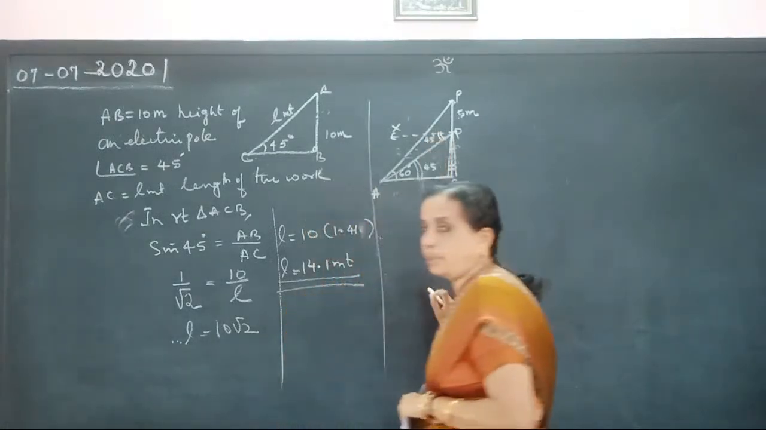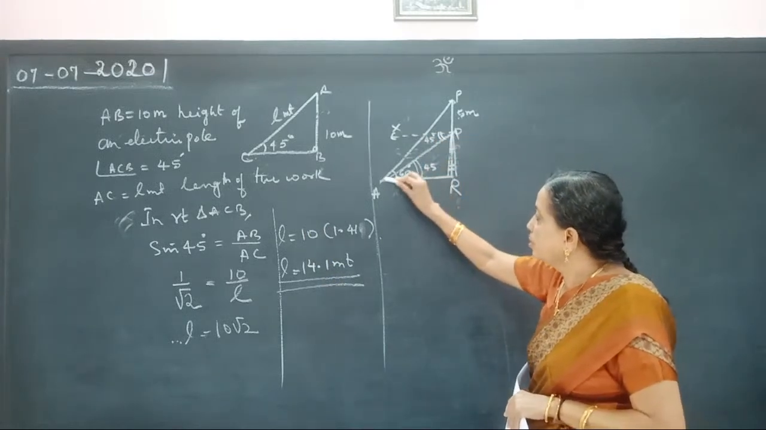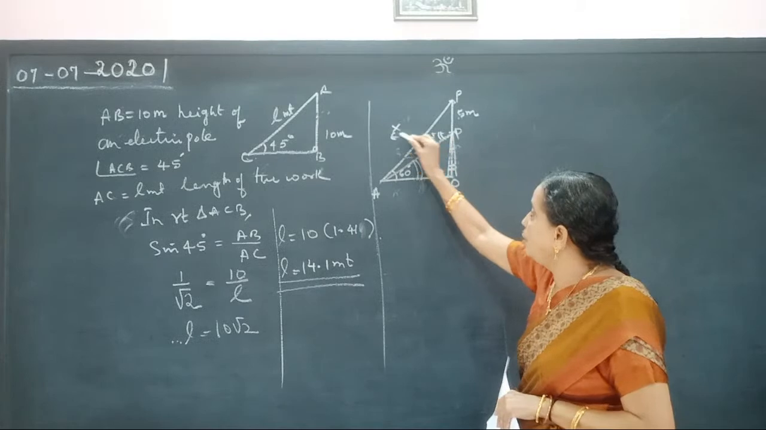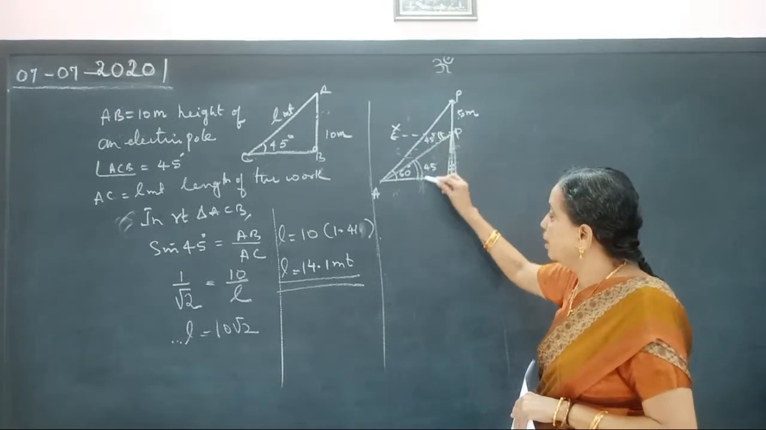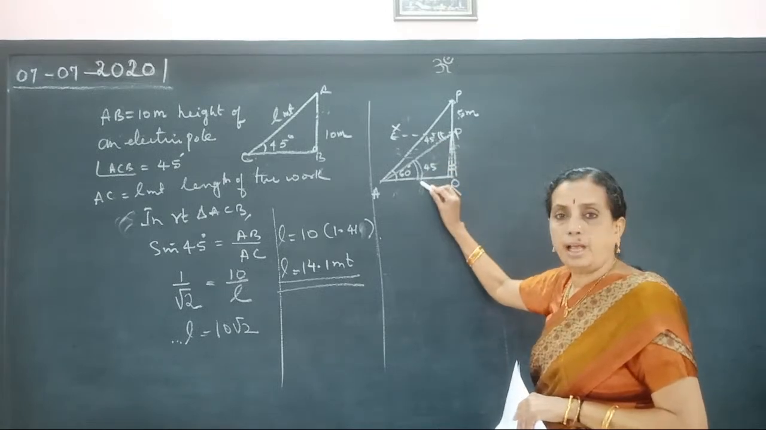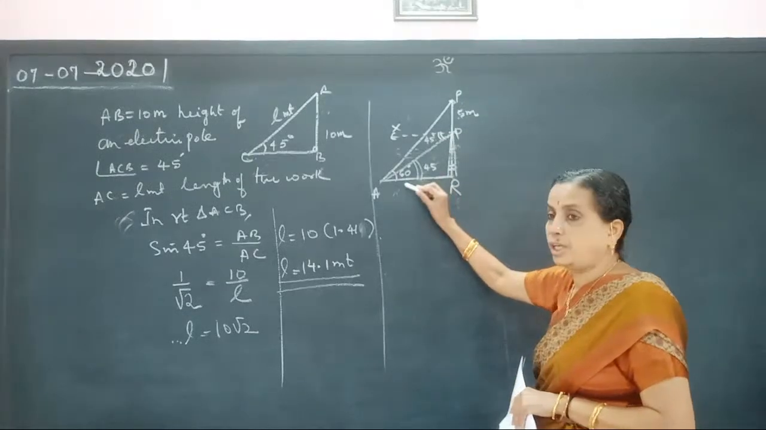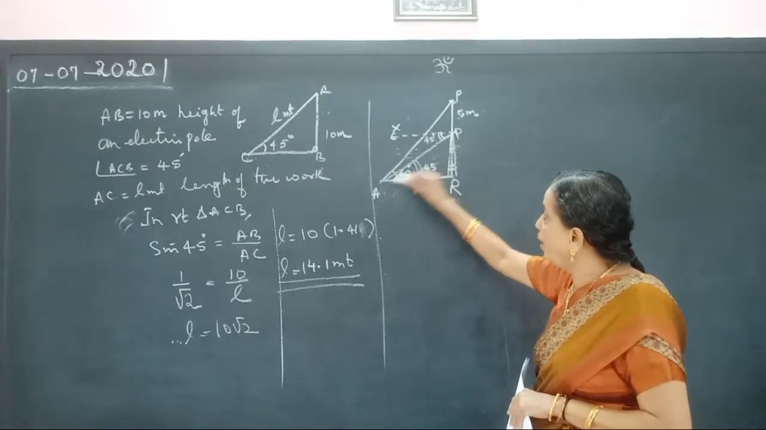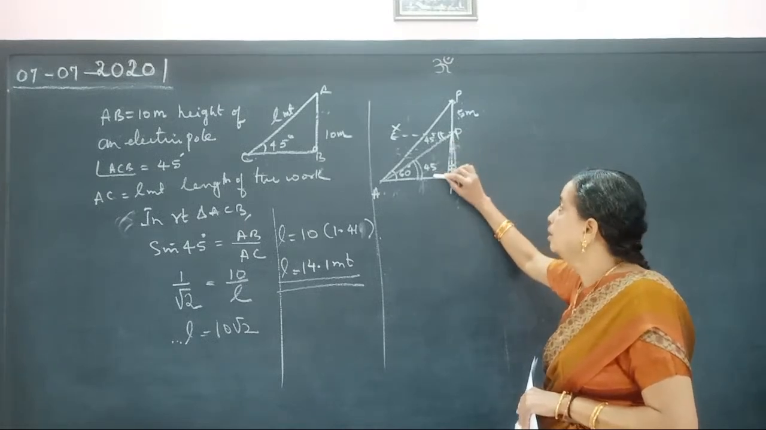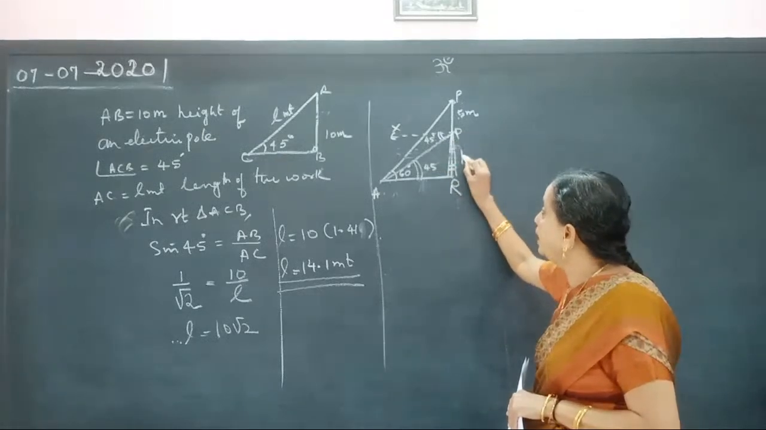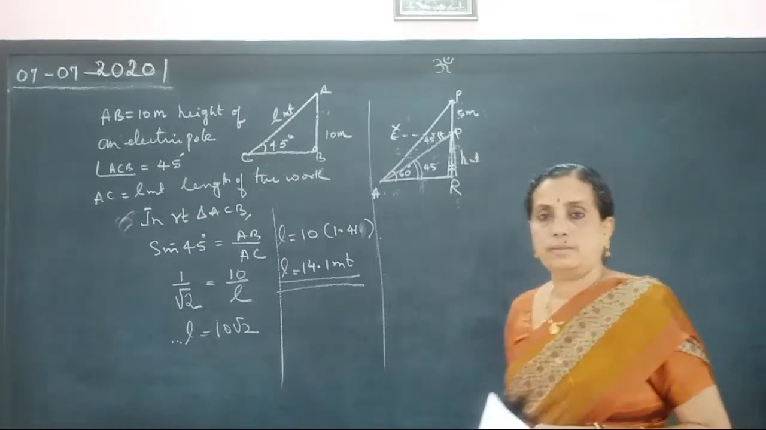Whenever you have depression, we have to convert into elevation. Just drawing a horizontal line parallel to the baseline. Here comes alternate interior angles. So the top of the tower is elevation 60 degree. Bottom from point Q when they observe the depression is 45 degree. Then you have to find out height h meter height of the tower.